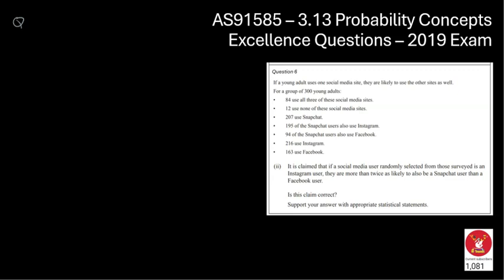Question number 6. This is the final question from all the excellence questions in the 2019 exam. Check the link in the bio for this sort of, or more of these questions.